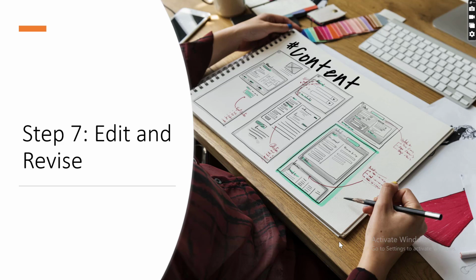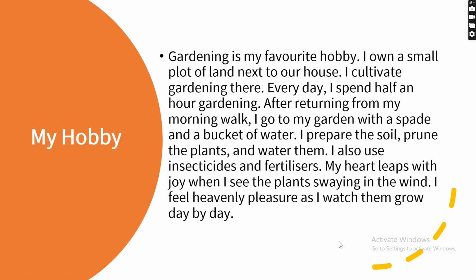The body depends, as we said, on the types of paragraph. And then we have the conclusion, and then we have editing and revising. So if you follow these steps of writing, of course, you can write a good and effective paragraph. Here we have an example of a paragraph. Imagine that you are given a title, My Hobby.